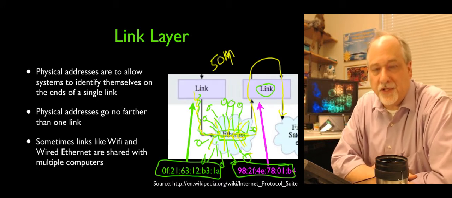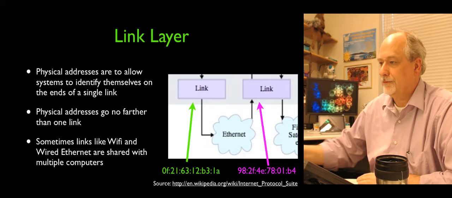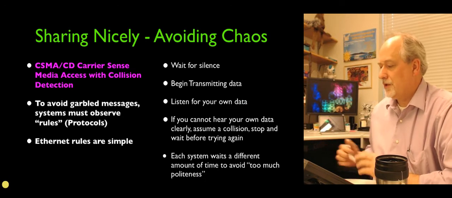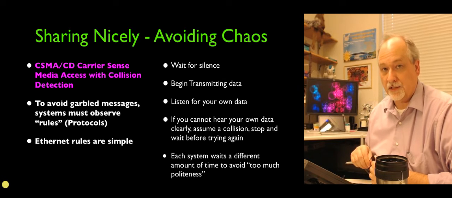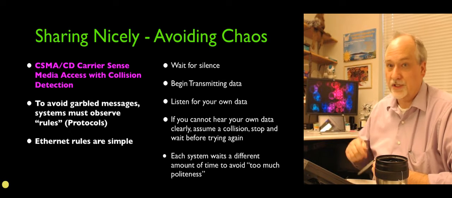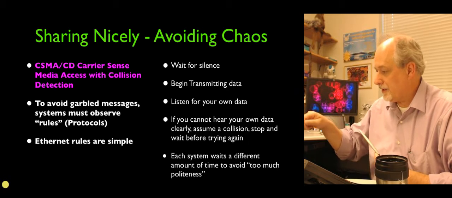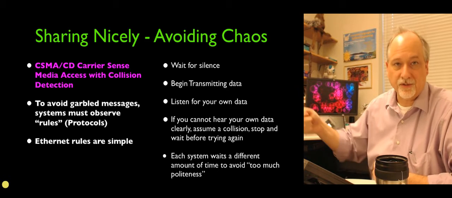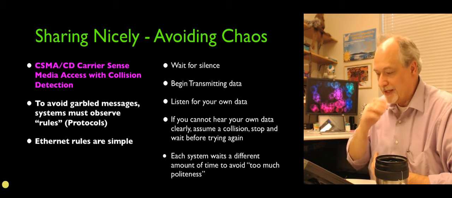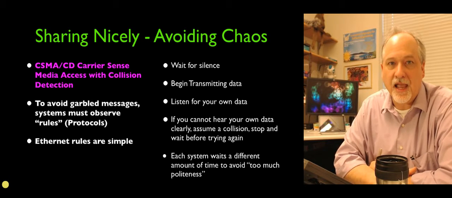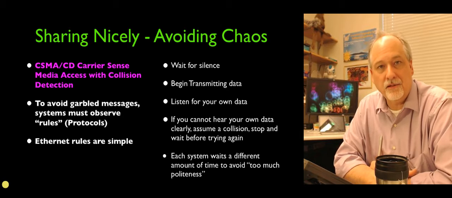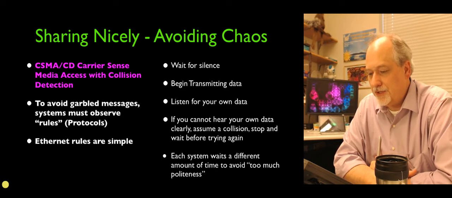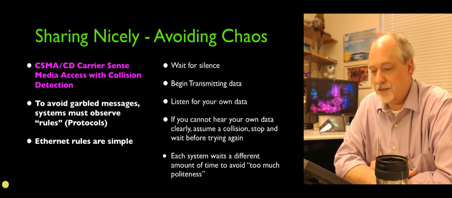And so what are the kind of problems that you have to solve on this link layer? Well, one of the things that's cool about many link layers, like wireless and Ethernet, is they can be shared. And it makes it really easy to just plug new computers in. So here's a hub and you just plug another computer in and it's on the network. But they have to come up with a way to avoid the chaos when they're sharing. And so the way Ethernet does this is with a technique called carrier sense media access with collision detection.